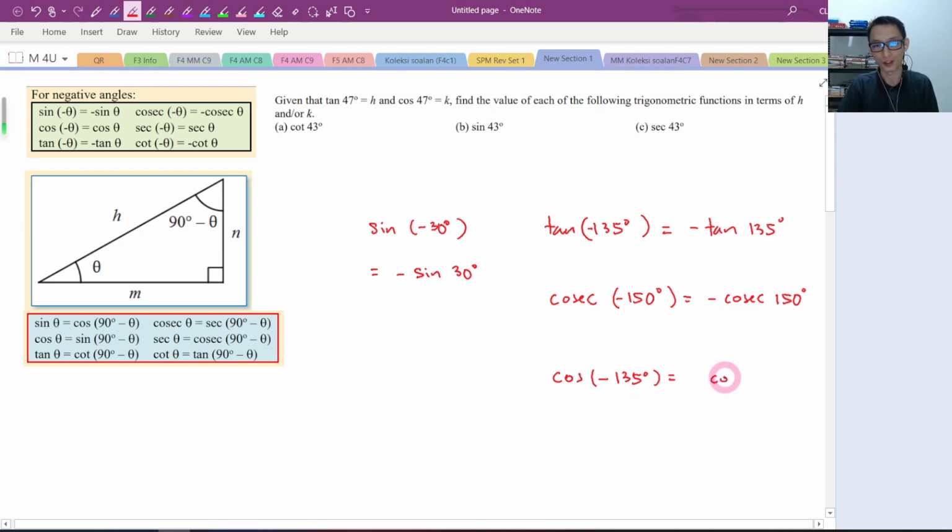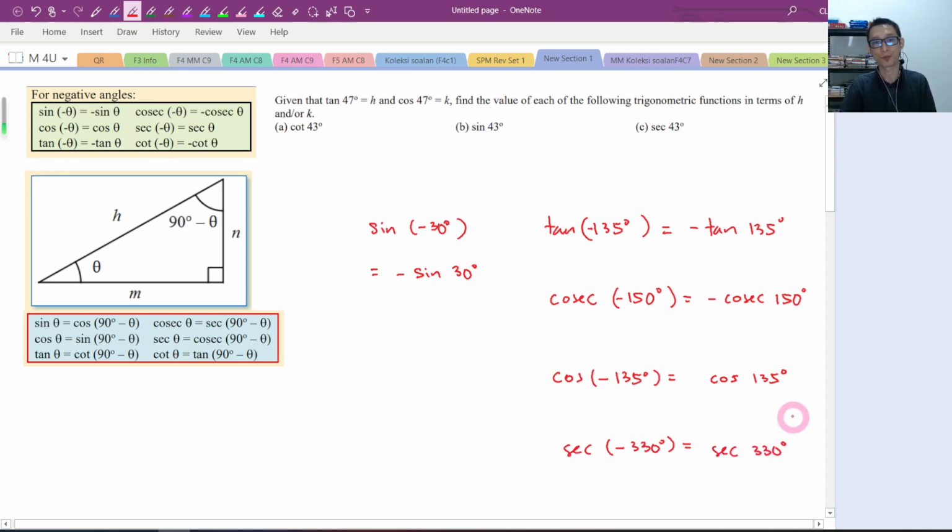So cosine 135 degree. That's all. We don't have to add a negative sign. Be careful here. For cosine and secant, we do not add a negative sign. We just ignore the negative sign here. The secant is also the same thing. Let's say I want you to find secant negative 330 degree. What we need to do here is just ignore the negative sign. So it becomes secant 330 degree.